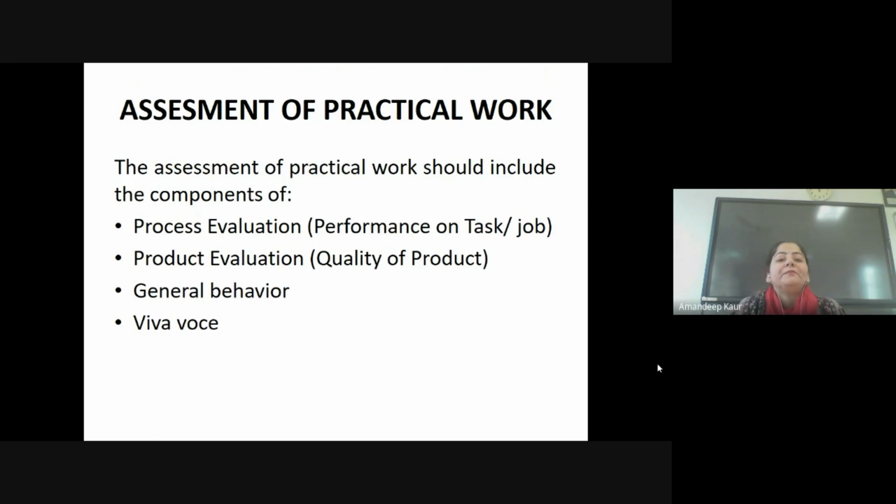These are the kind of activities we need to consider when it comes to planning for assessment of the practical work. There are four major components that we need to consider while evaluating practical activity. One is the process evaluation, second is the product evaluation, third is the general behavior of the student, and fourth, a compulsory activity as per the guidelines, that is viva voce, that we need to conduct for our students. So for every kind of activity at departmental level, when it is practical by nature, these are the four different things on the basis of which we can plan for assessment.